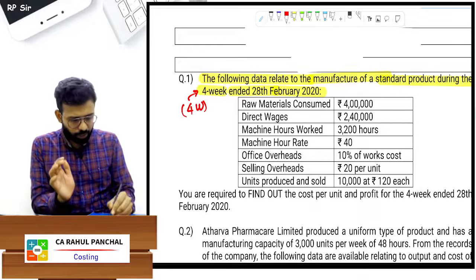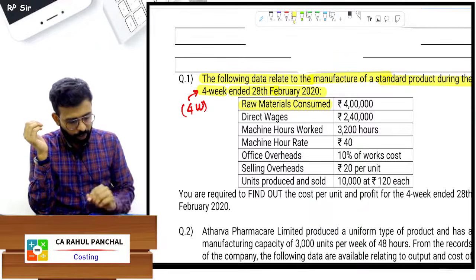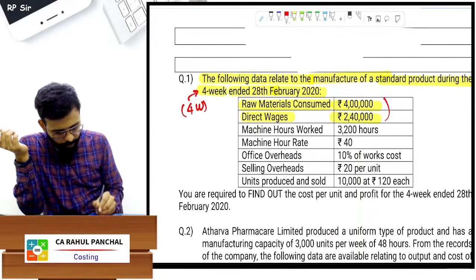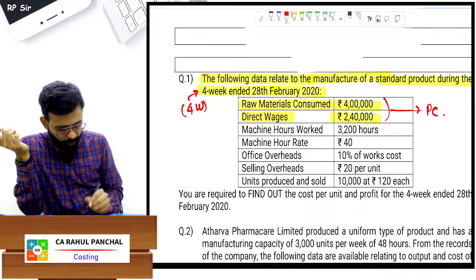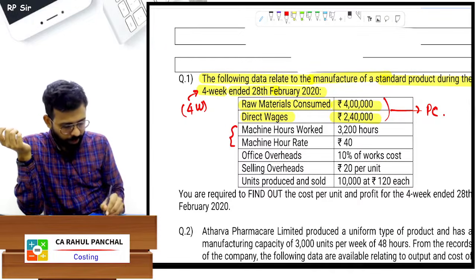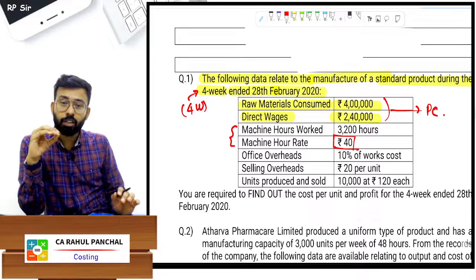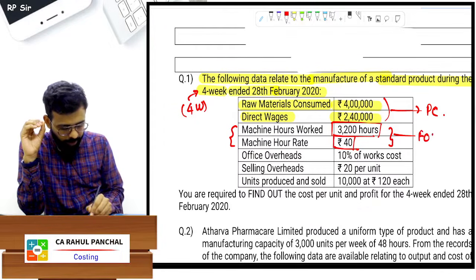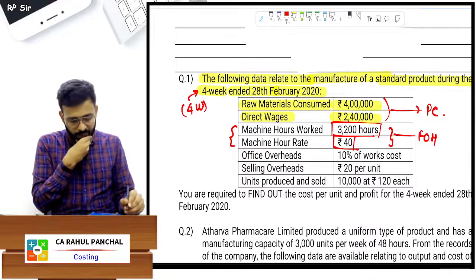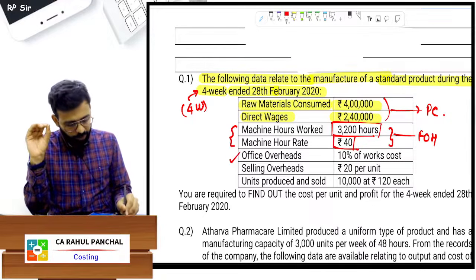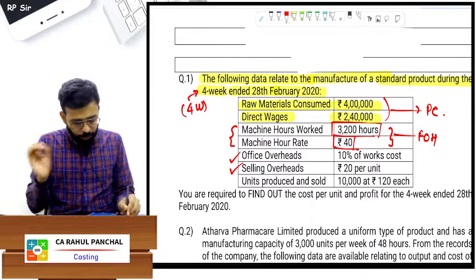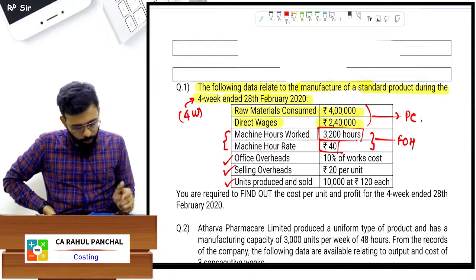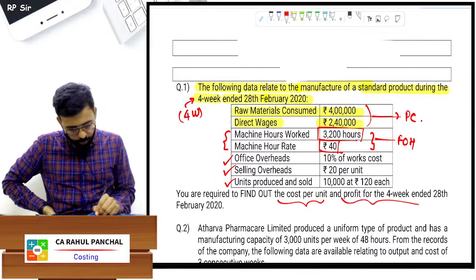Data is given for raw material and direct wages. If you add this, what you get is your prime cost. Then this is with reference to overheads: for every 1 hour you charge 40 rupees, and you have worked for 3200 hours. This is your factory overhead, that is, other than your material and labor, this is incurred. Then office overhead is 10% of works cost. Then there is a selling overhead. Then units produced and sold are 10,000 at the rate of rupees 120. You are required to find out the cost per unit and the profit for the 4 weeks ended.